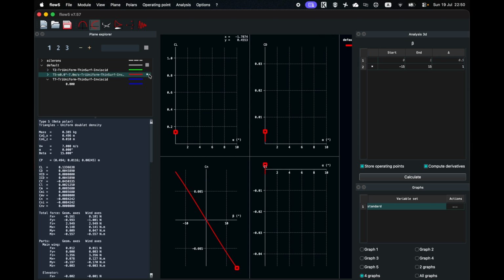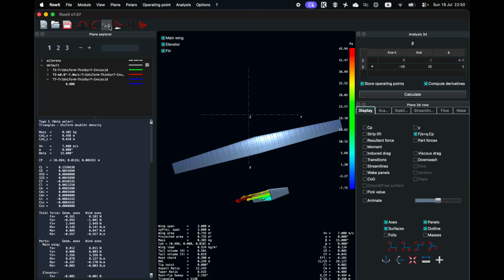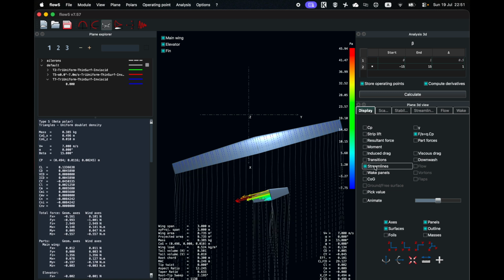Looking at a side slip analysis, we can see that the yawing moment coefficient, Cn, becomes negative with positive side slip angles. Looking at the plane view makes this a bit more intuitive. Let's turn on streamlines. As we can see, positive side slip angles correspond to the nose of the airplane pointing to the left, with the oncoming air hitting the plane's right side.